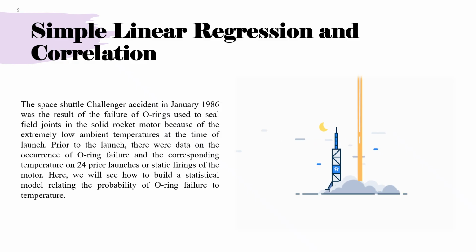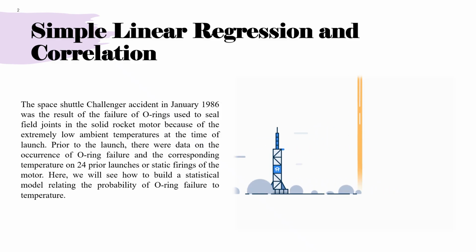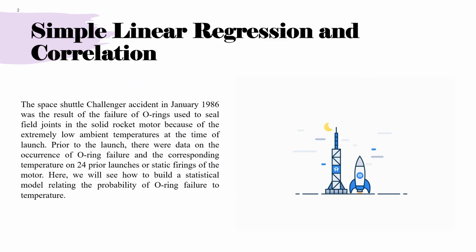The Space Shuttle Challenger accident in January 1986 occurred because the rubber O-rings used to seal joints in the solid rocket boosters lost their ability to seal properly in extremely cold conditions, allowing hot gases to escape during launch. Before the accident, engineers already had data linking O-ring damage to temperature from previous launches. The problem was not a lack of data, but the lack of a clear statistical model to connect temperature to the risk of failure. Here, we can see why regression analysis matters.